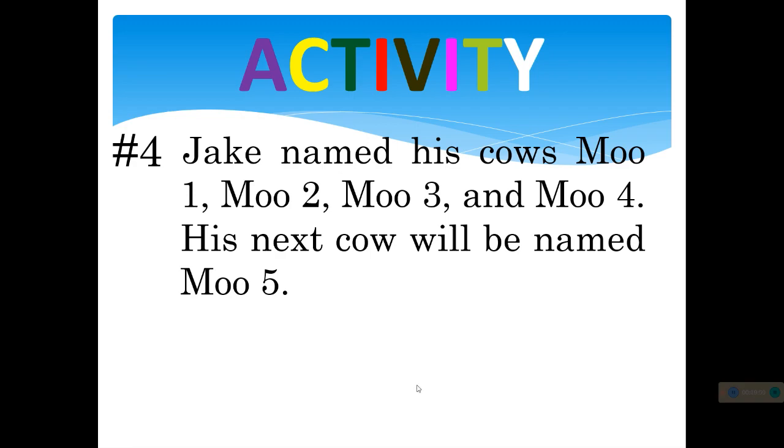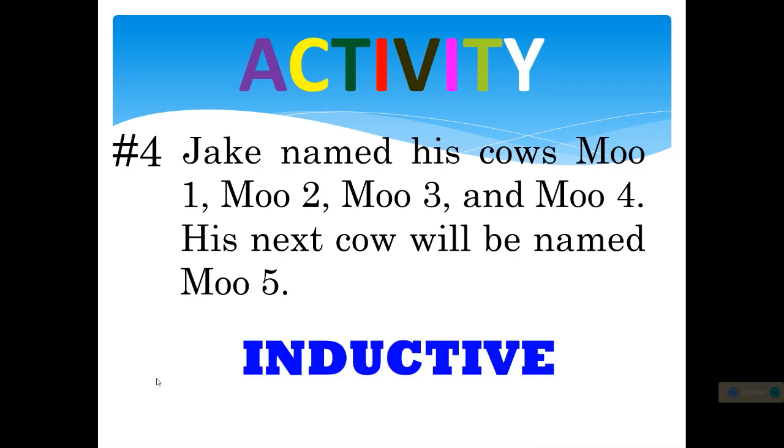Jake named his cows Moo 1, Moo 2, Moo 3, and Moo 4. His next cow will be named Moo 5. Okay, what kind of reasoning do we have here? That's correct. We have inductive. Why? Because you have observed that the first cow is Moo 1. The second cow is Moo 2. The third is Moo 3. So by simply observing a pattern, you can have here the conclusion that the next cow will be Moo 5. So that's why it is inductive reasoning.